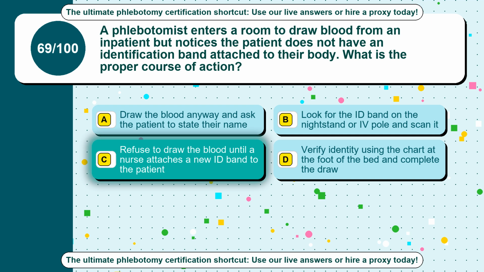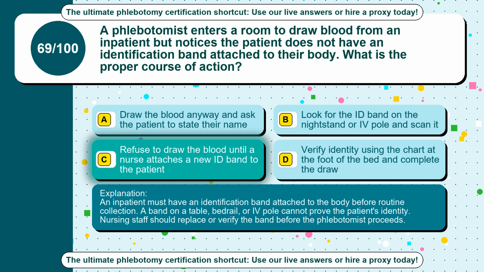The correct answer is option C. Refuse to draw the blood until a nurse attaches a new ID band to the patient. An inpatient must have an identification band attached to the body before routine collection. A band on a table, bedrail, or IV pole cannot prove the patient's identity. Nursing staff should replace or verify the band before the phlebotomist proceeds.